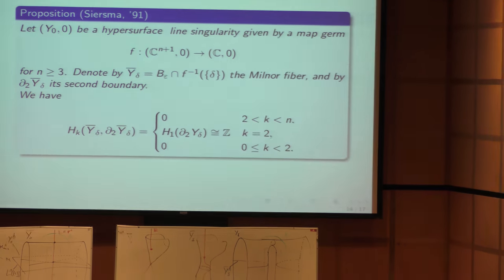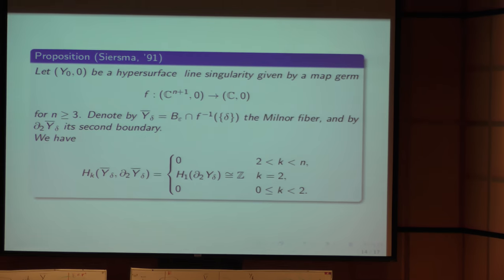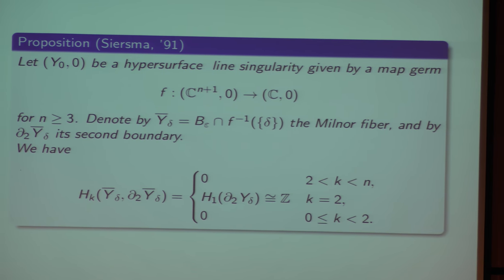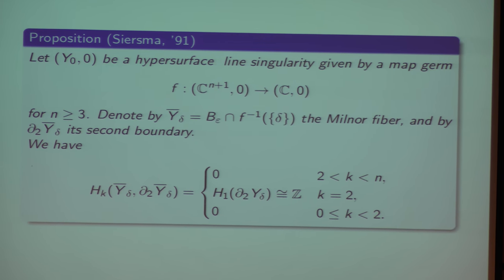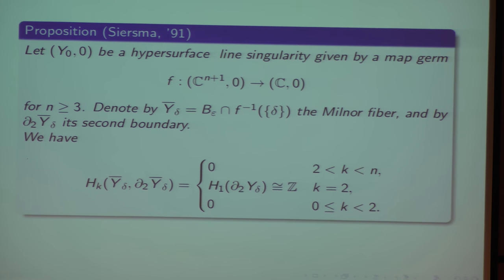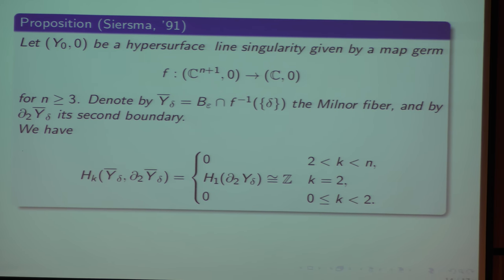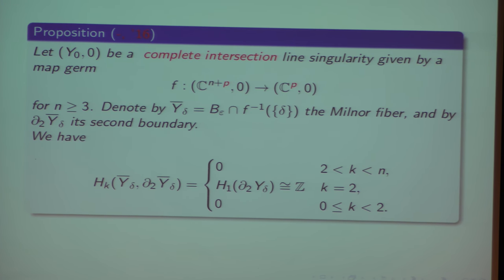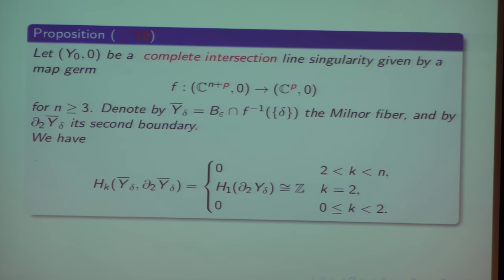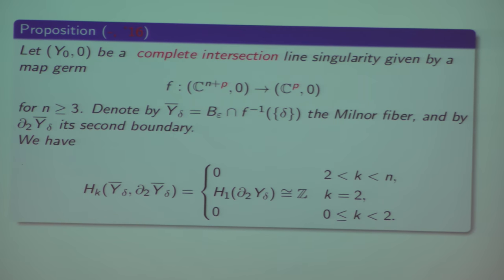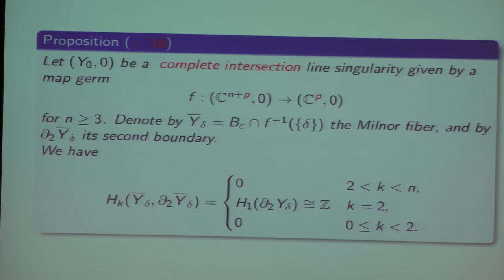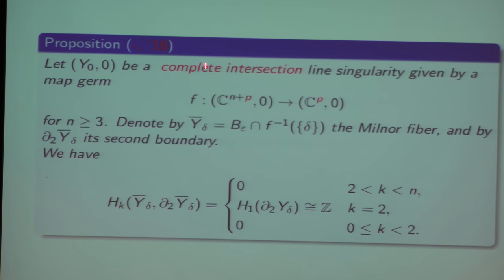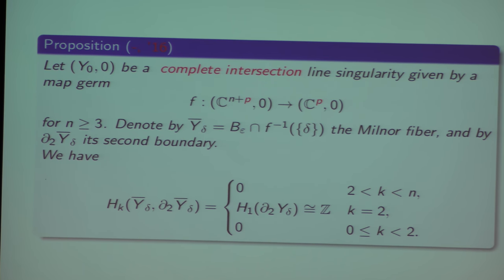But the disadvantage of this theorem is that the way Dirk Zirsma did it was only for hypersurface line singularities, and here we usually have an arbitrary complete intersection line singularity. And therefore, I tried to generalize this theorem. I think I managed to. The result stays the same, only that we allow complete intersections.